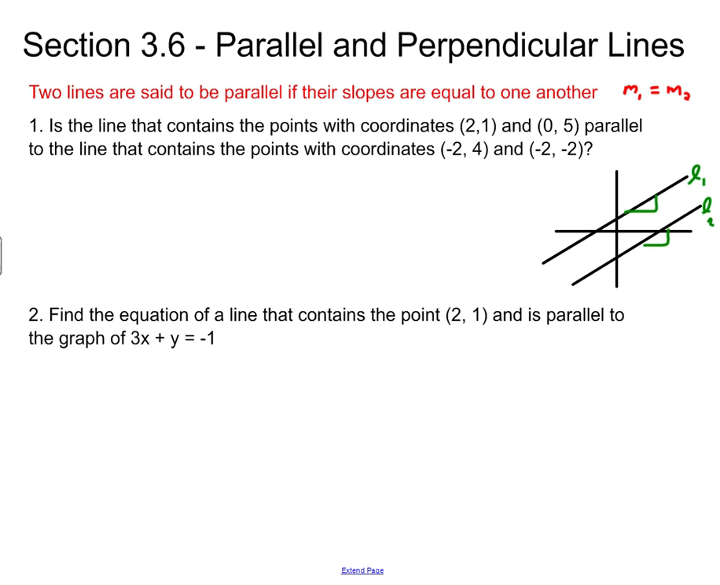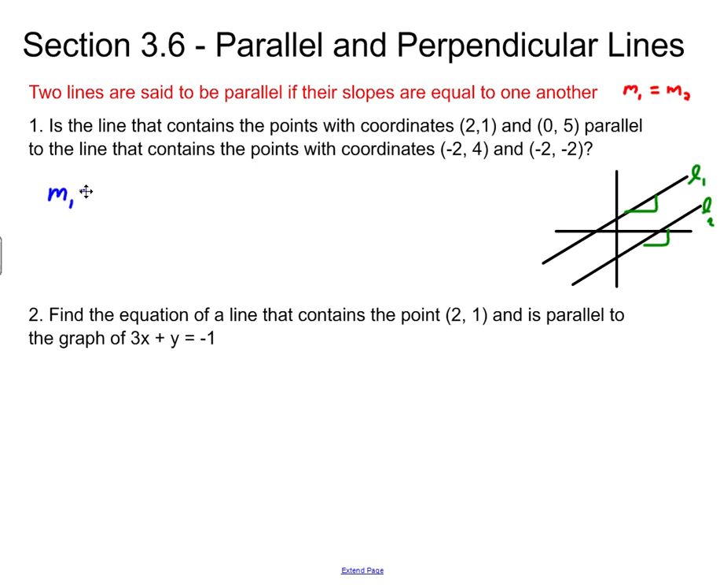All right, so let's try this out. Let's say we've got two lines, and the first line has the coordinates (2, 1) and (0, 5) in it, and the second one (-2, 4) and (-2, 2) in it. Can we determine if they are parallel to one another? Well, certainly. We just compare the slopes. Let's do line number 1.